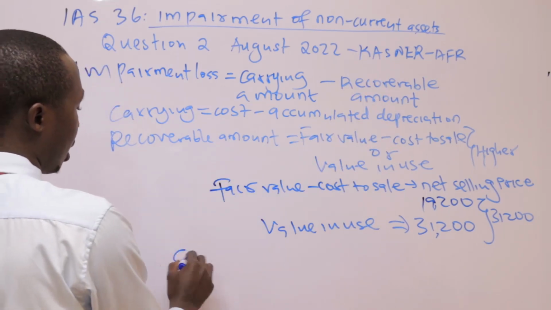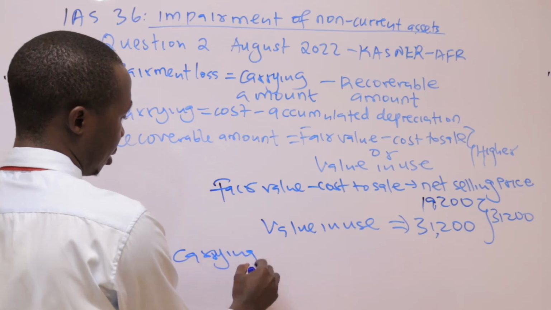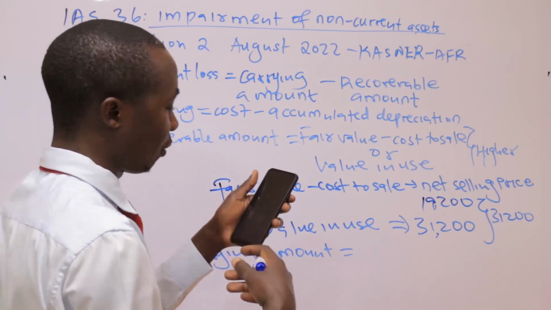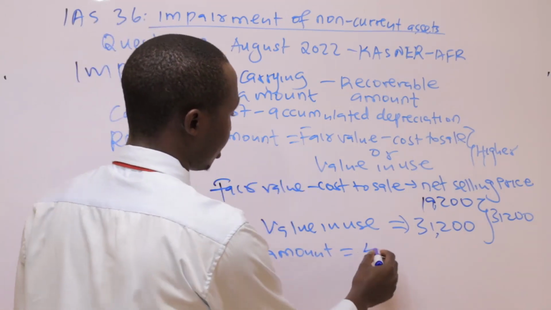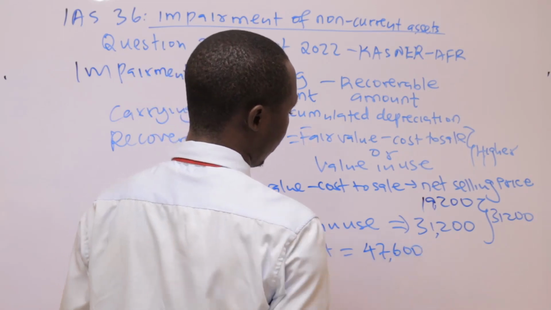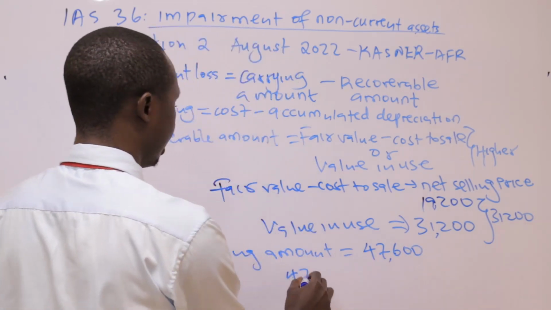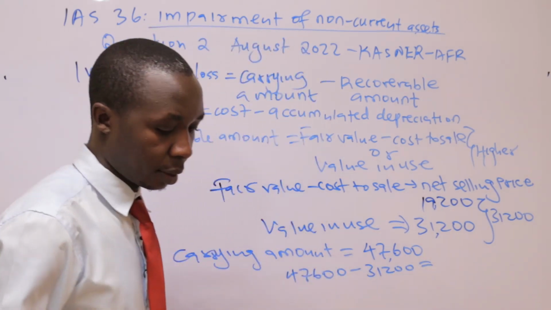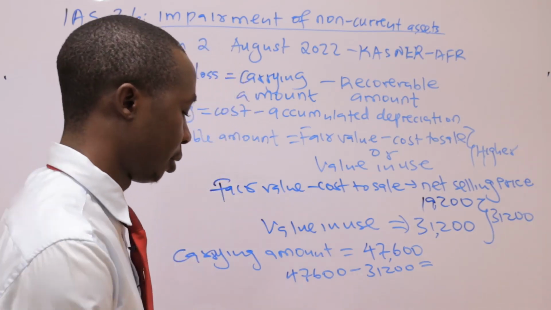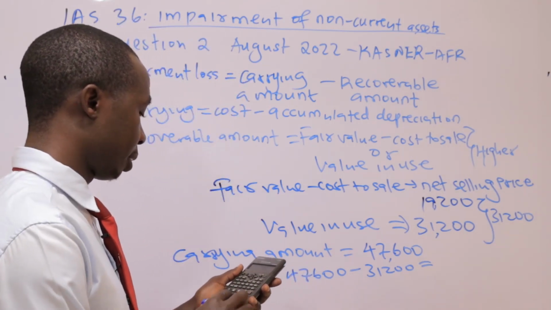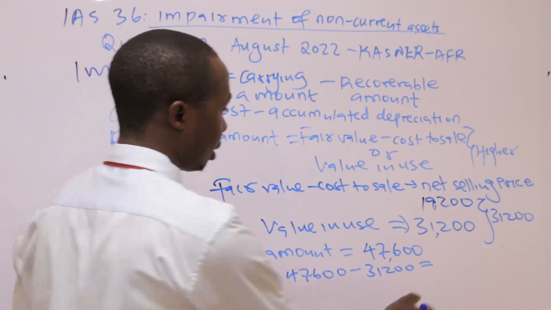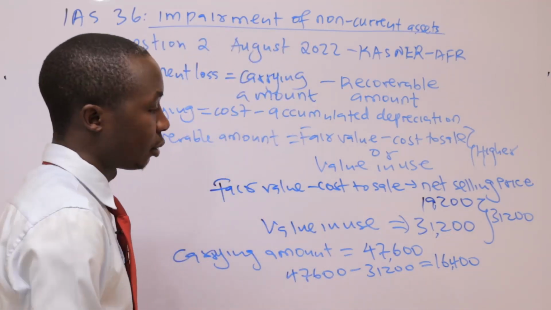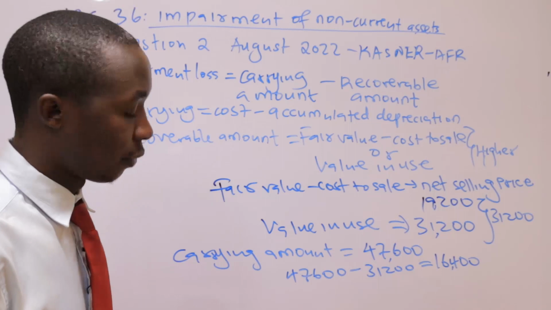So what is the carrying amount? The carrying amount is provided, whereby the total values of the assets given total 47,600. If we take 47,600 minus 31,200, we get the impairment value. So 47,600 minus 31,200 is 16,400. That is our impairment for this question.